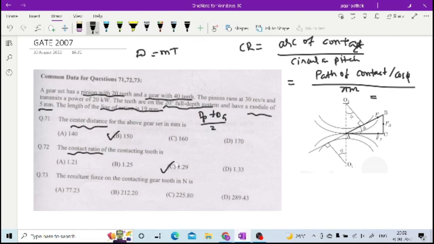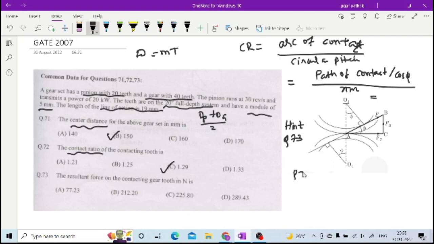Yes, good. Right. Now for the last one, the resultant force on the contacting gear would be the gear strength. For that I have given you this hint, right? For that last question, question 73, I have given you this hint. Can you calculate? Yes, sir. After calculating, it would be 225.80. Yes, sir. Correct. It will be like that only.